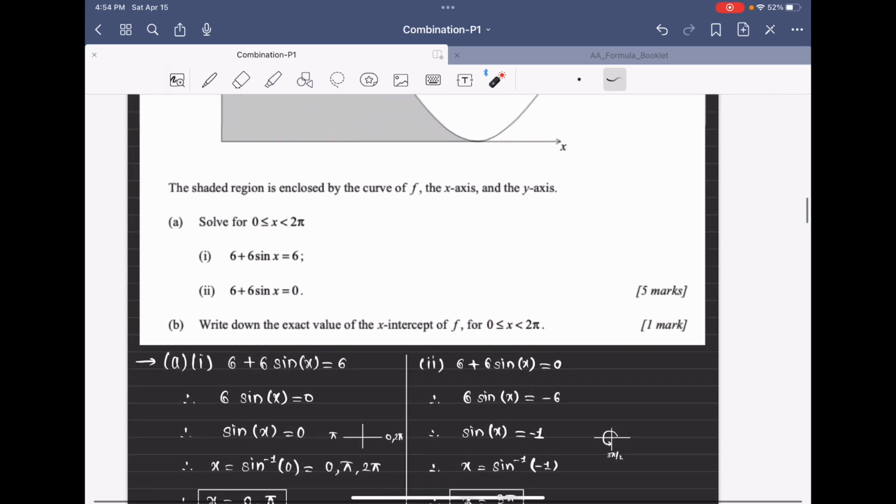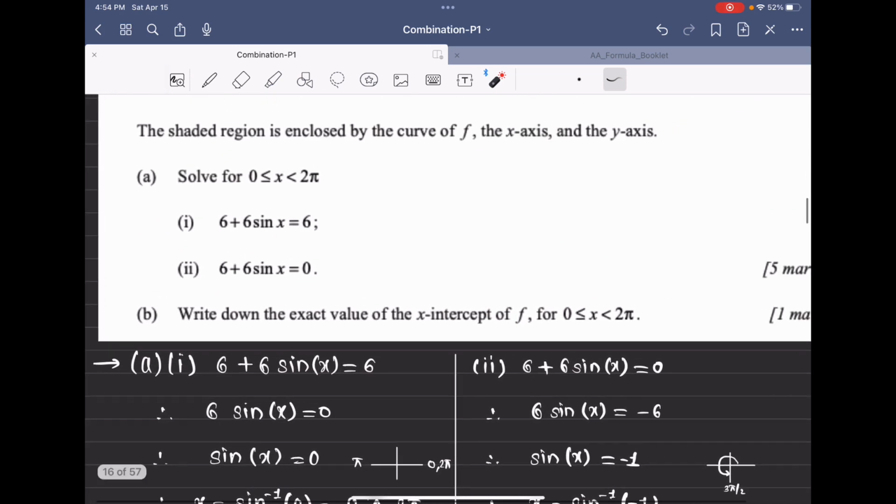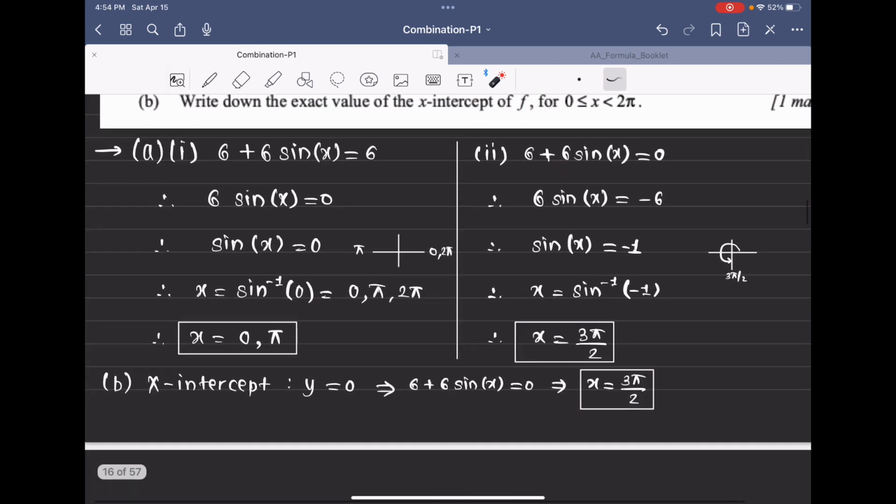Why am I not taking this 2 pi? Because you can see 2 pi is not included. So we have only two values, 0 and pi. 2 pi is neglected.